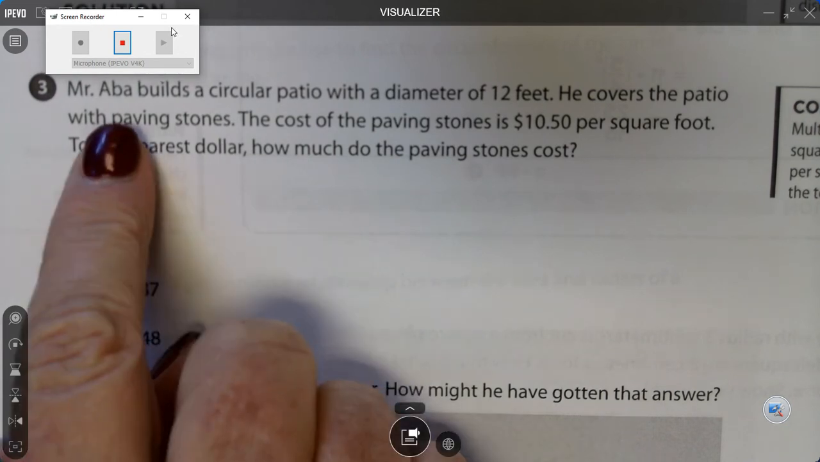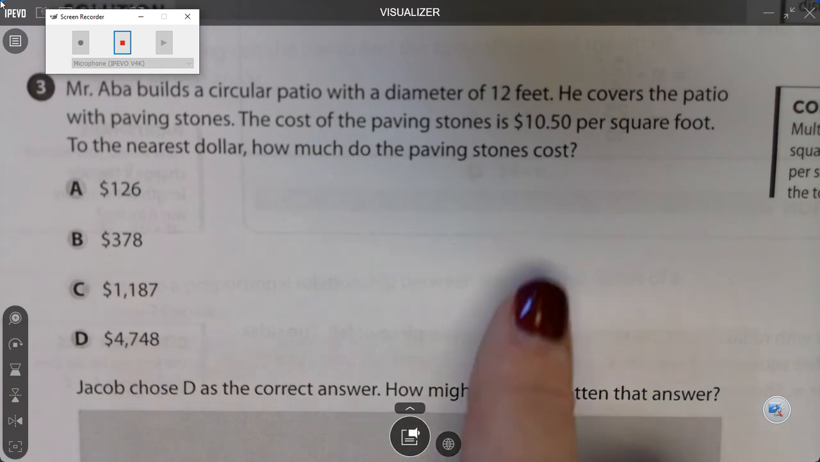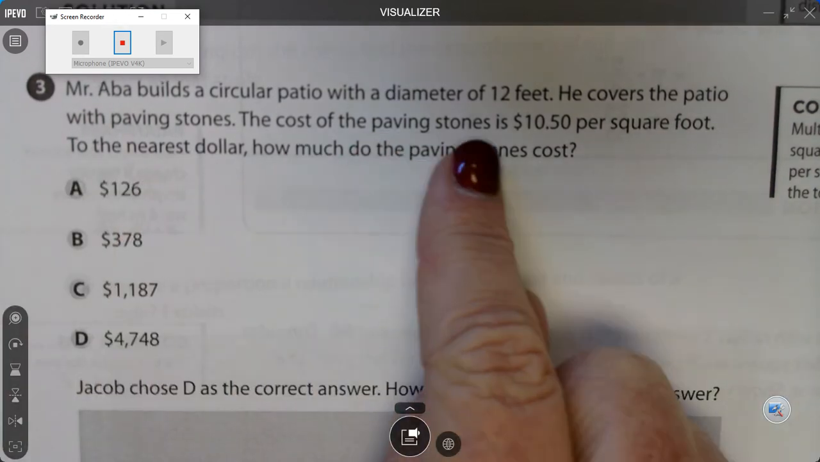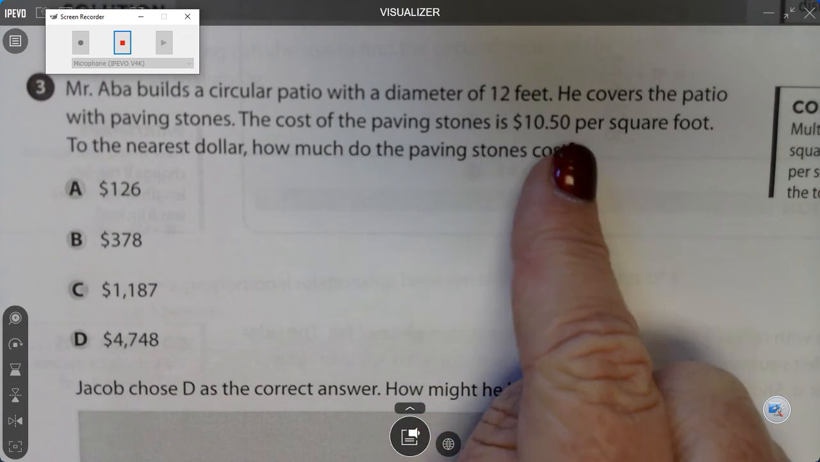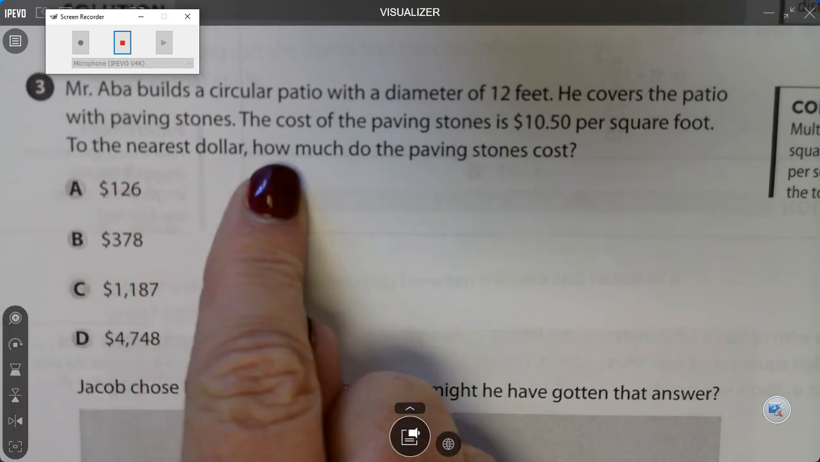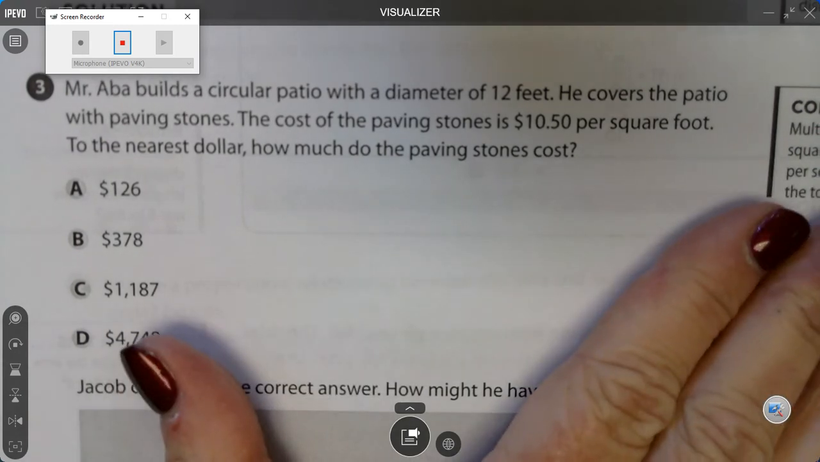Mr. Ama builds a circular patio with a diameter of 12 feet. He covers the patio with paving stones. The cost of the paving stones is $10.50 per square foot to the nearest dollar. How much will all of the paving stones cost? So basically, how much will it take for him to be able to cover all of this stuff?